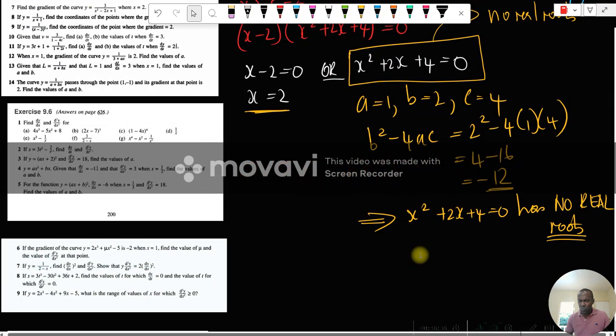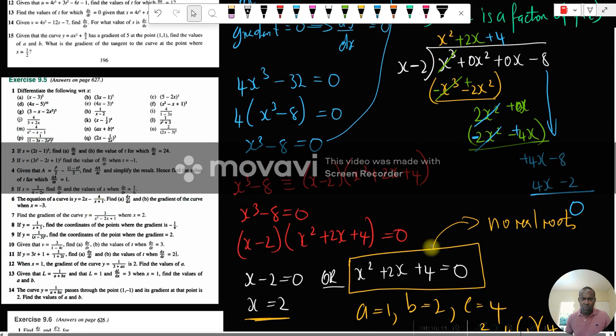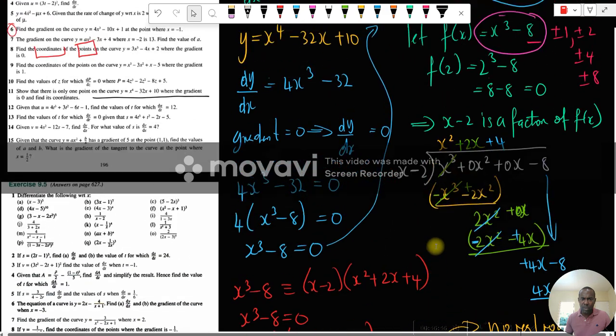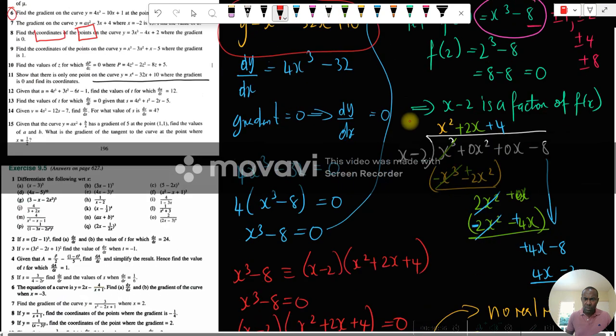Right? Because this quadratic has no real roots, it means that there's only one point on the curve at which the gradient is equal to 0. That point occurs where x equals 2. But now we must find the corresponding y coordinate by substituting into the original equation, which is this right here: y equals x to the fourth minus 32x plus 10.